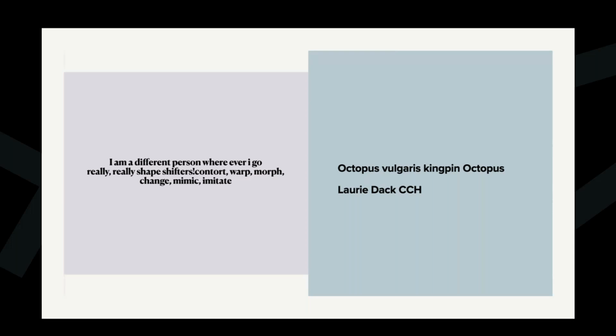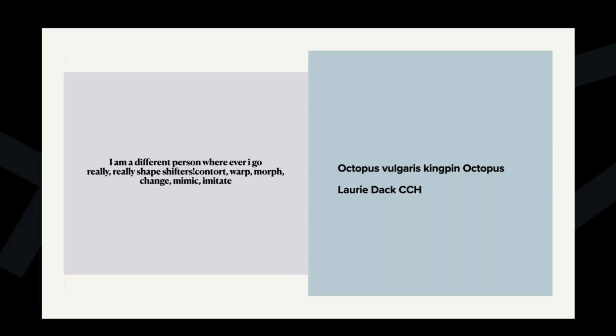So I talked to Lori Dack, who was the head of the school that I went to, Northwestern Academy of Homeopathy. She isn't involved with the school anymore, but she has a practice in Vancouver, Canada. When I looked this up, it was all in German and I could not get my Google Translate to work. So I'm like, Lori, can you help me? And she told me Octopus vulgaris is the kingpin octopus.